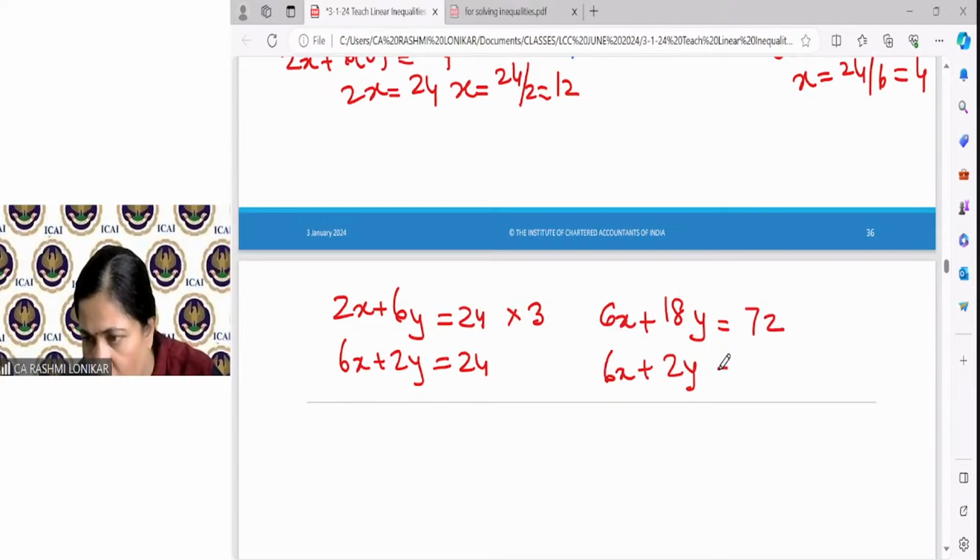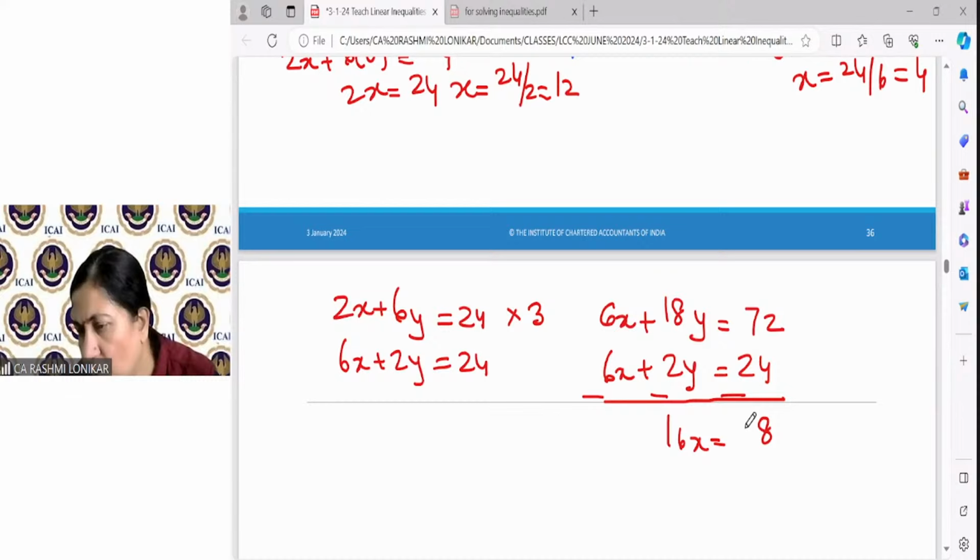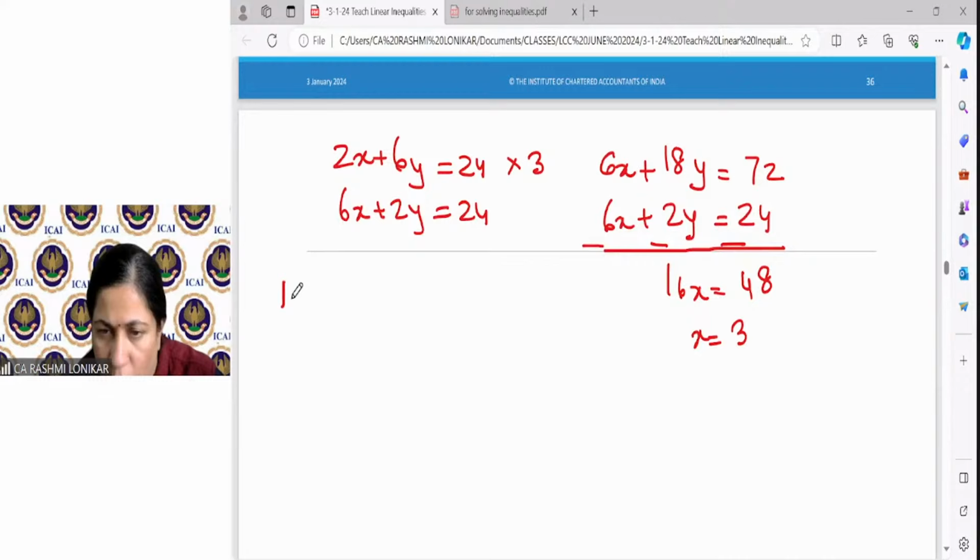Subtracting, minus minus minus, what do I get? 16x is equal to, how much is this? 48. So x is equal to 3. Okay. When I solve this, 48 upon 16 is 3. Now, putting x is equal to 3 in equation 6x plus 2y is equal to 24.